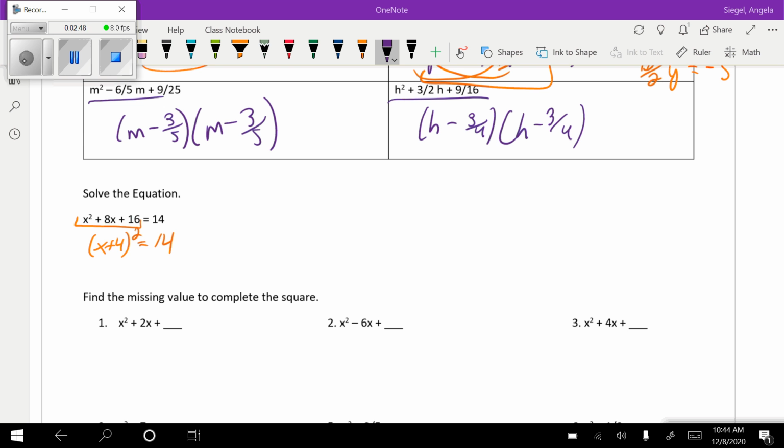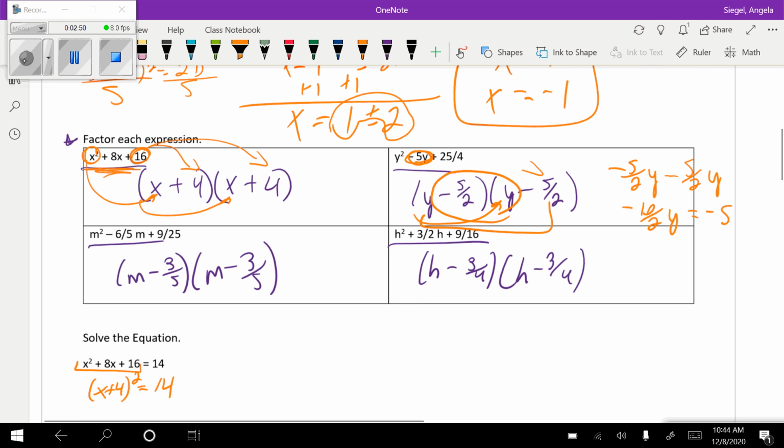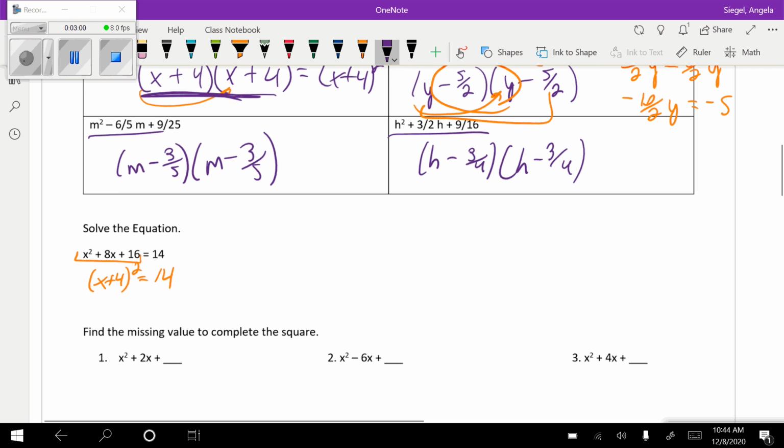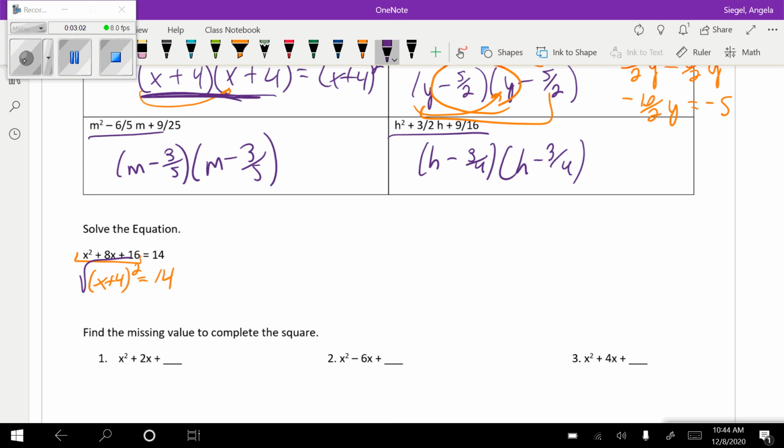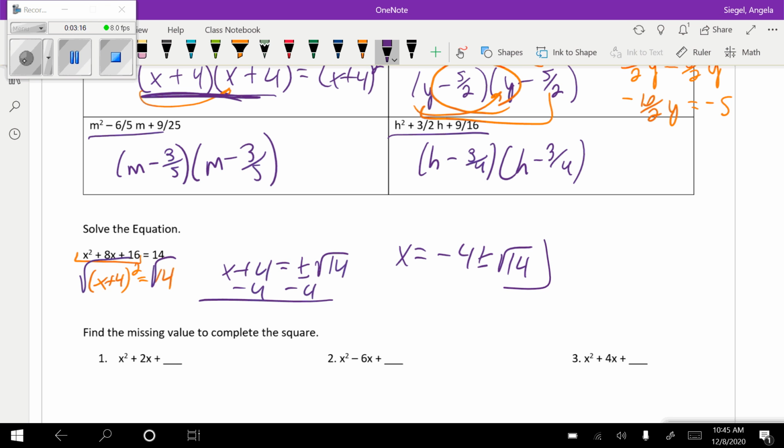Okay, so hopefully you saw, and we just did it up here, that this right here is the same thing as this, which is the same thing as x plus 4 squared. And so I turned it into this equation, and I'm going to take the square root. So x plus 4 equals plus or minus the square root of 14, and then I'm going to subtract 4 from both sides, and x equals negative 4 plus or minus the square root of 14.